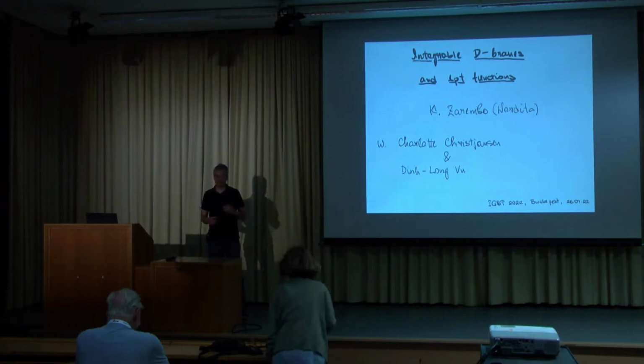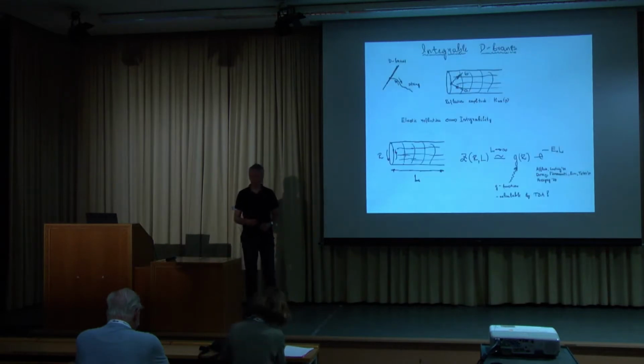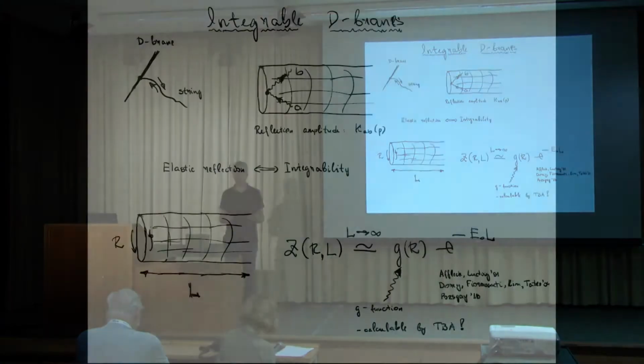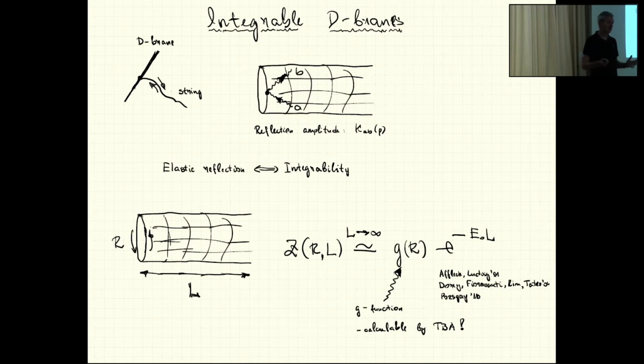I'll talk about the work with Charlotte Christensen and Dean Longwu. It has to do with one-point functions in the presence of D-branes. If we have a D-brane, then for a string it's just a surface in space-time where the string can end. Basically, it's just boundary conditions imposed on the string. They can be Dirichlet and Neumann in perpendicular and longitudinal directions. Or the D-brane can be magnetized, which simply means that the boundary conditions are mixed, Dirichlet-Neumann.